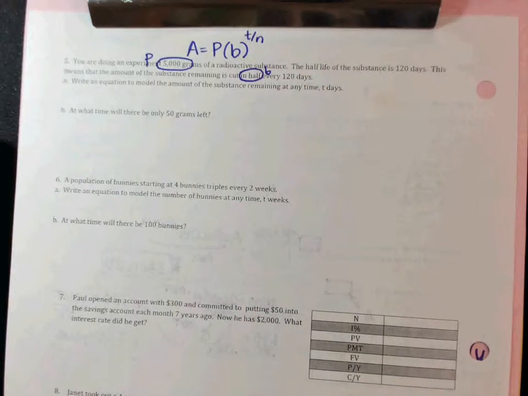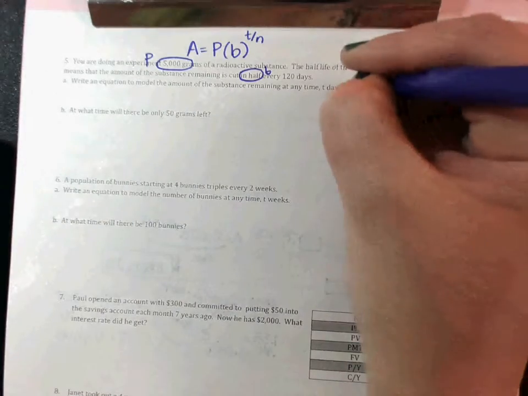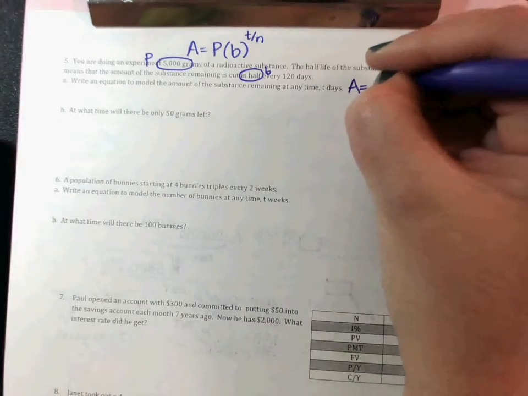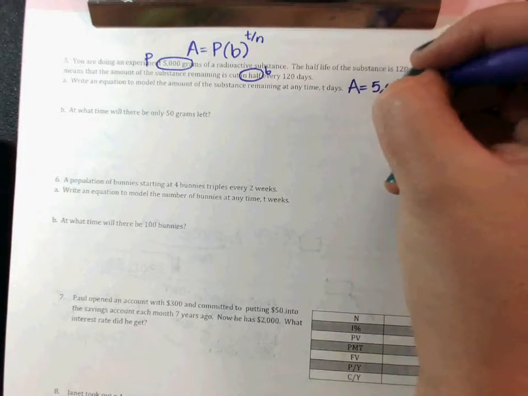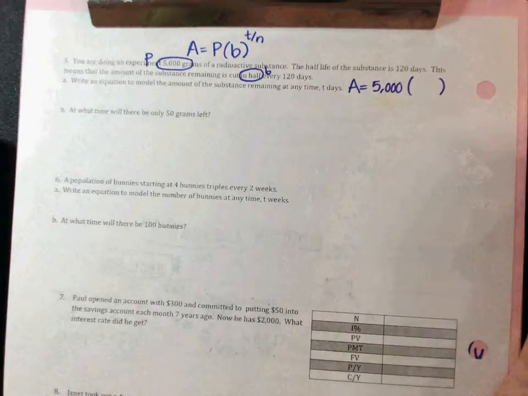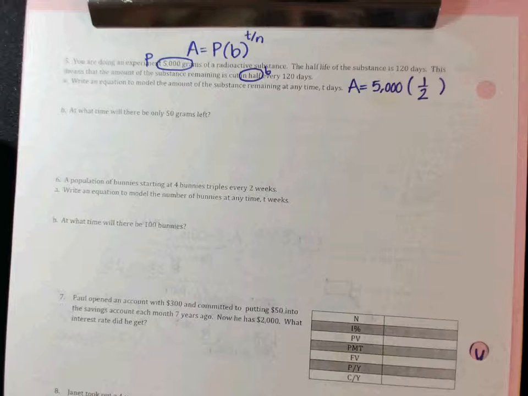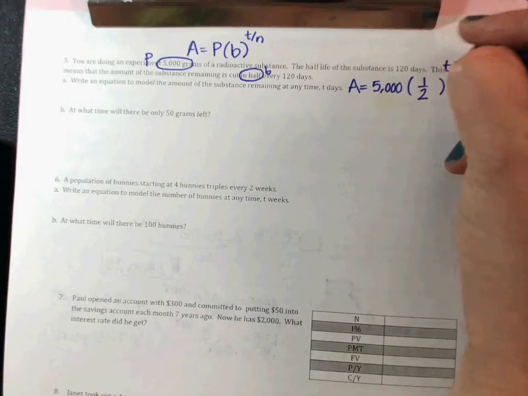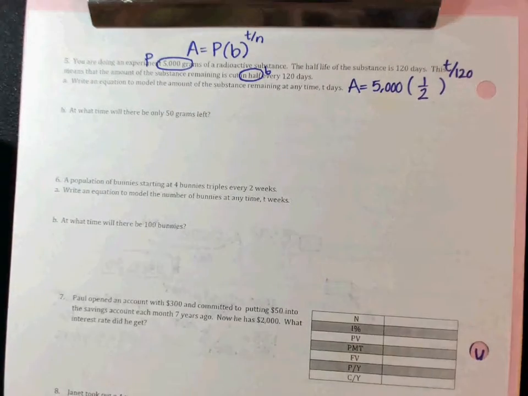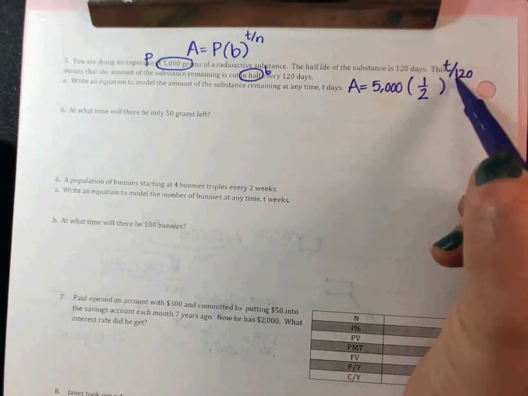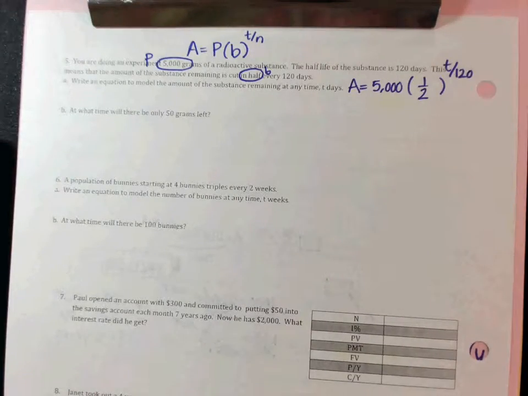So let's start off just by writing our equation. So I have A equals, how much is there at the beginning to be my principal? 5,000. Then what's happening to my amount? It's being cut in half. How often is it being cut in half? T over what? 120. So I have 5,000. It's being cut in half every 120 days. Then in part A it says write the equation. Check. We already did that. Part B it says at what time will there only be 50 grams left?